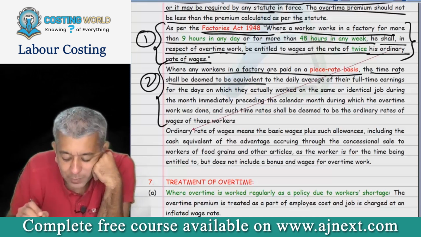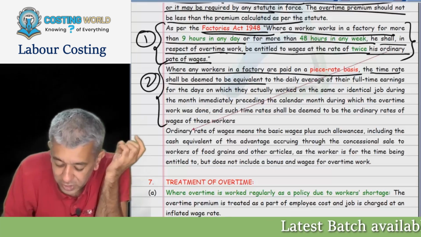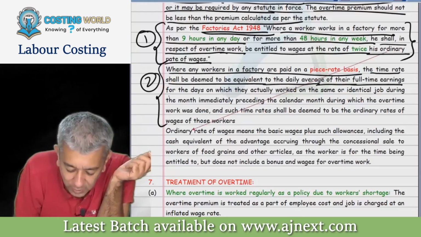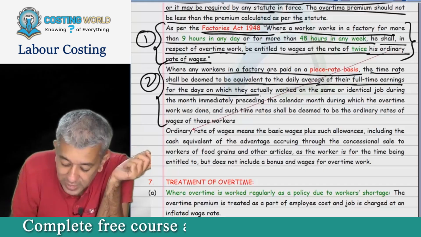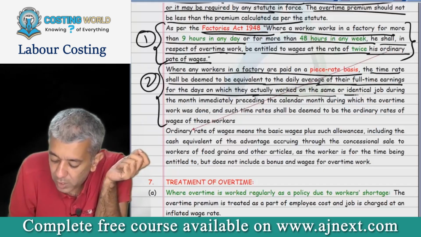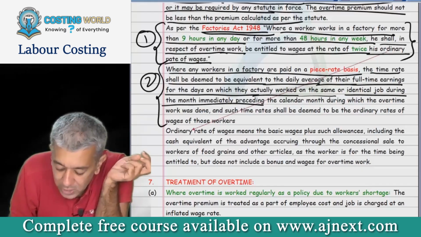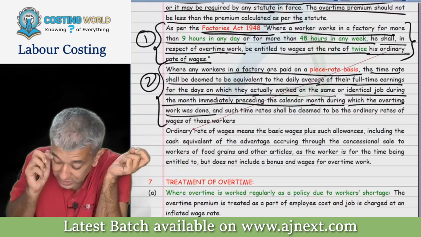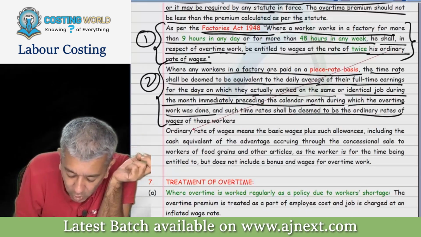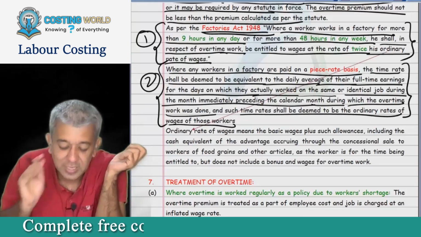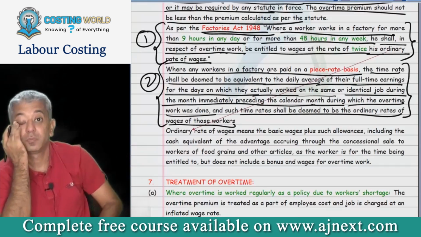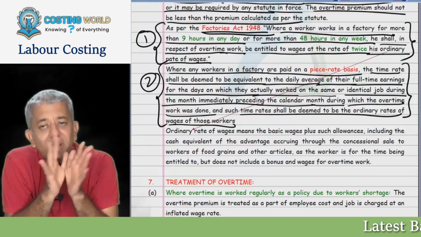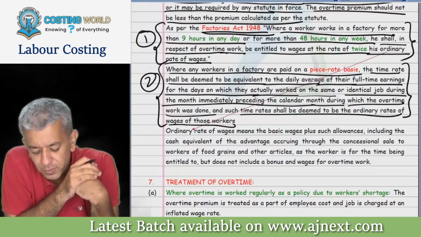The time rate shall be deemed to be equivalent of the daily average of their full-time earnings for the days on which they actually worked on the same or identical job during the month immediately preceding the calendar month during which the overtime work was done. And such time rate shall be deemed to be the ordinary rate of wages for these workers. You read this thing, then I'll explain it to you, but read it first. Read it properly, please. Once you have read, do let me know, then I'll explain with the help of some numbers.